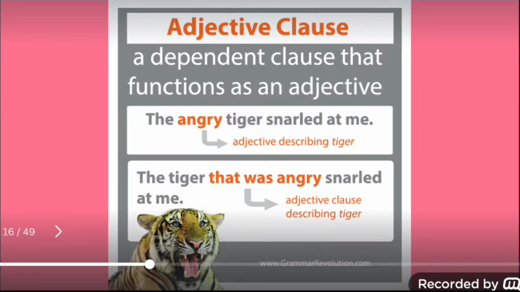Let's look at the first sentence. The angry tiger snarled at me. Here the word angry acts as an adjective describing the noun tiger. Now let's look at the second sentence. The tiger that was angry snarled at me. Here that was angry is a dependent clause, and this dependent clause describes the noun the tiger.